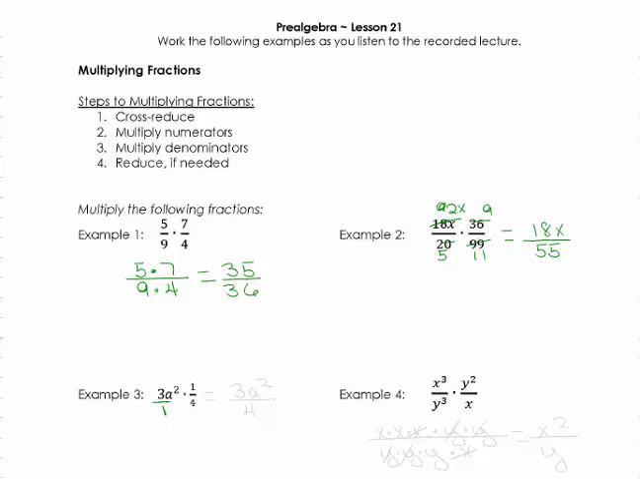Now, look and see any reduction that you can see. I don't see anything that could reduce or cross-reduce in these, so we're going to multiply numerators. 3a squared times 1 would just give us 3a squared. And 1 times 4 would just give us 4. That would be the lowest form of that particular fraction.